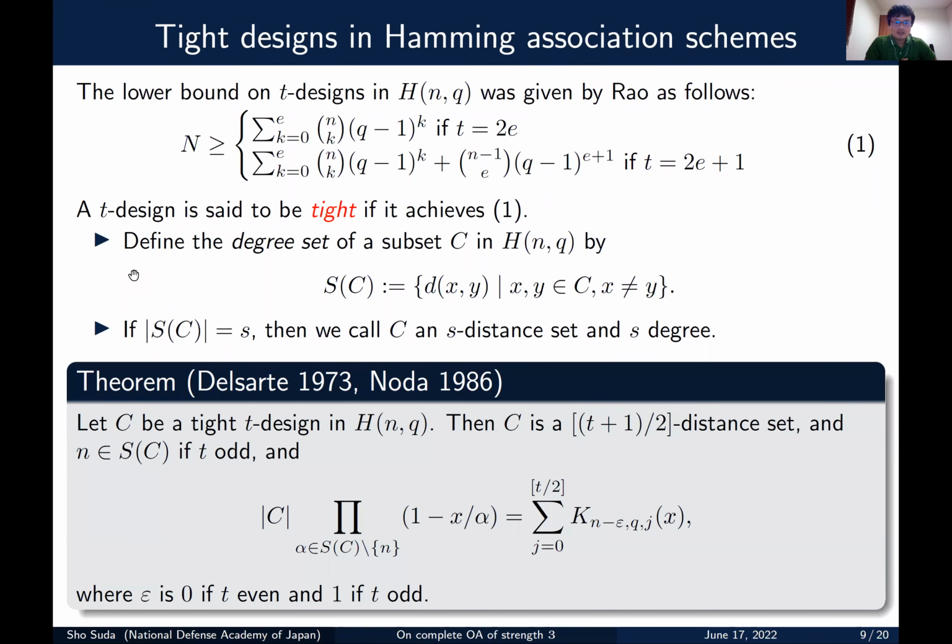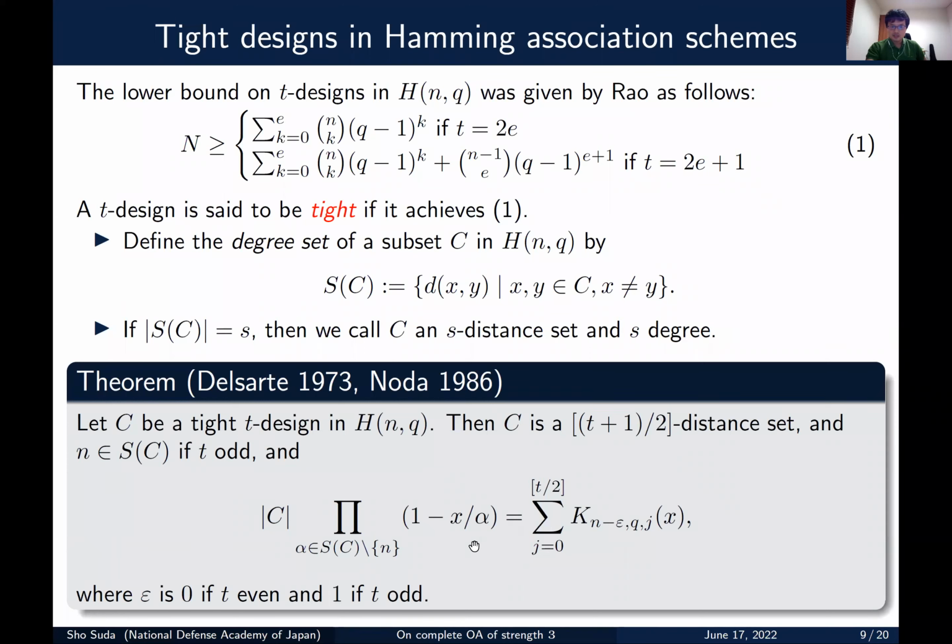Okay, so Delsarte obtained the following very nice result in Hamming schemes. Let C achieve a tight T-design. Then C is an s-distance set with this value, and if the strength T is odd, the length n appears as a Hamming distance in the subset C, and also this equality holds. This equation is very important in order to study tight designs or complete orthogonal arrays.